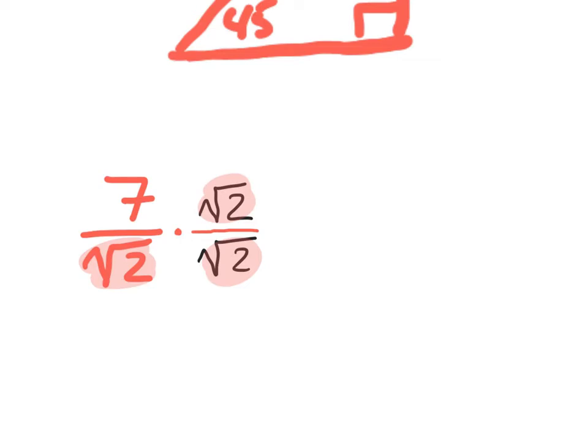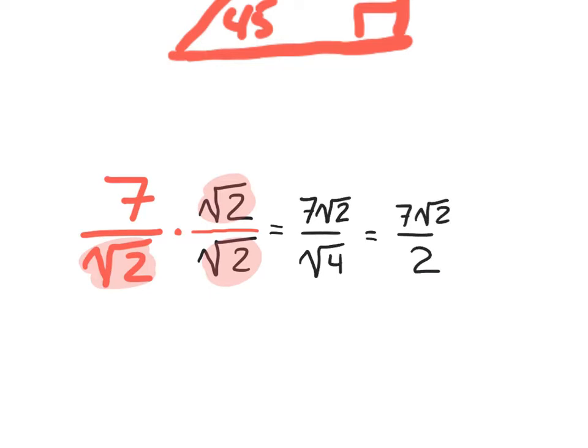What is the square root of 2 times the square root of 2? 2. It is the square root of 4, and the square root of 4 is 2. Notice that problem has taken care of itself. Then what's the top? Now the top, 7 times the square root of 2, just ends up as 7 times the square root of 2. And we end up with 7 square root of 2 divided by 2.